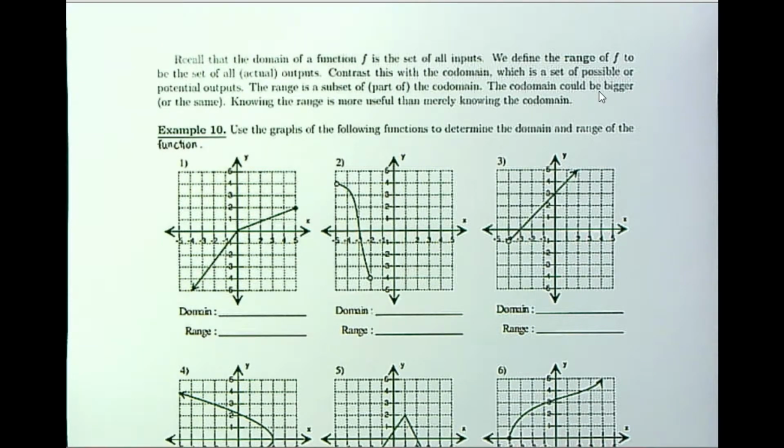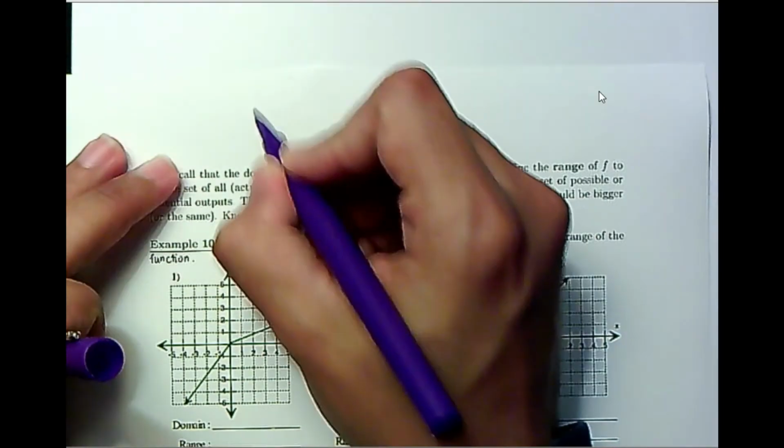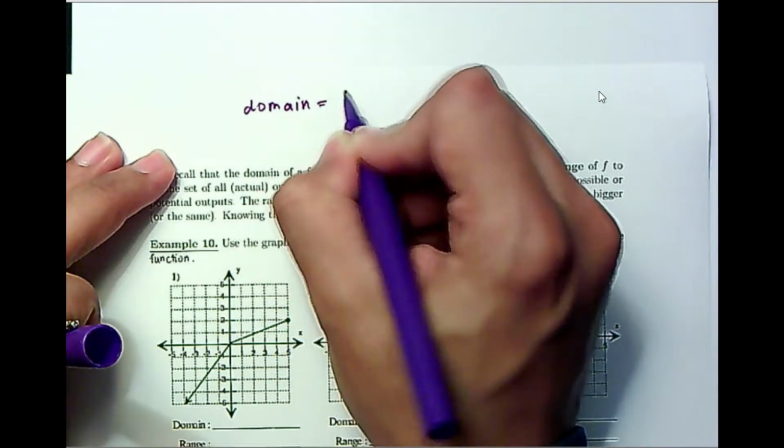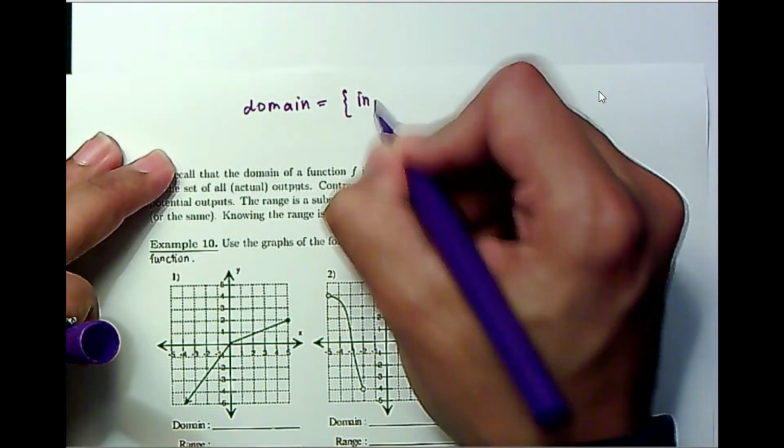Okay, in this last page of lesson 15, we're going to take a look at the concept of domain and range. We already said what the domain was. The domain is basically the set of all inputs. So let me write that down here. So the domain is the set of all inputs.